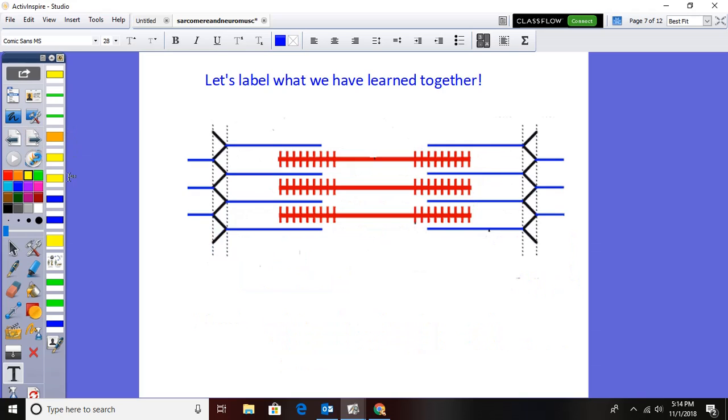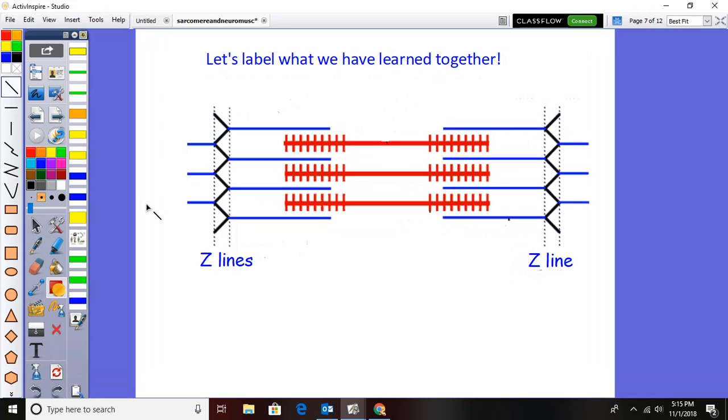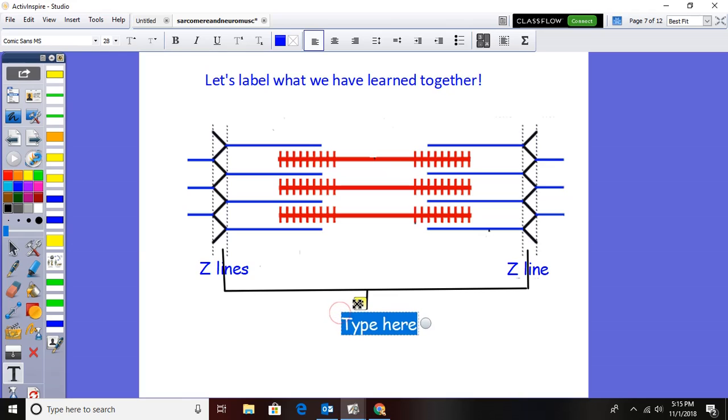Now we've got to label what we've learned together. The first thing we can label is our Z lines. That's a Z line and that's a Z line. The reason that matters is that a Z line marks the ends of our sarcomere. So if we draw in our bracket there, this entire thing that we just bracketed is called a sarcomere.